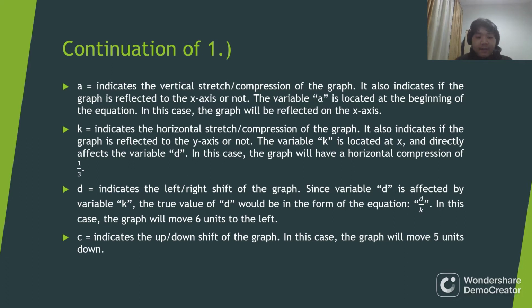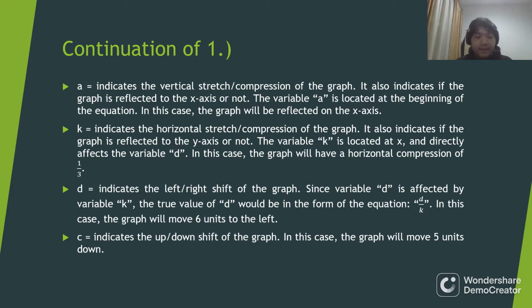And the last variable, c, indicates the shift upwards or downwards of the graph. In this case, the graph will move 5 units down since it is negative. You can get c from the number outside, or at the end of the equation.